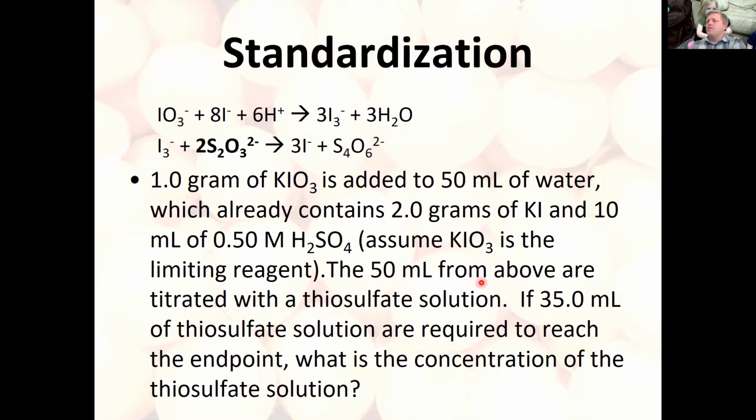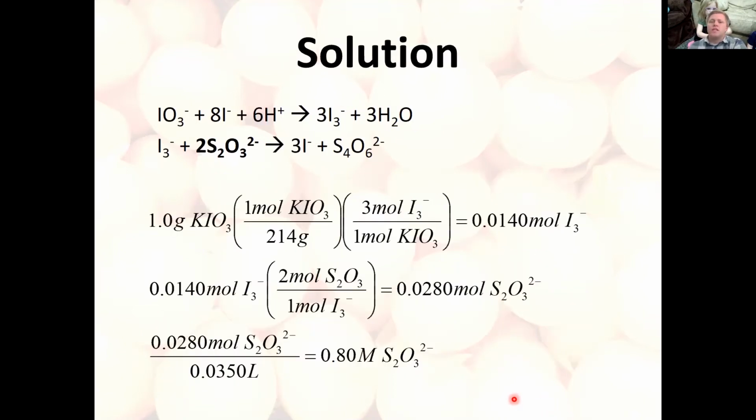All right, so the 50 mL from above are titrated with a thiosulfate solution. If 35 mL of thiosulfate solution are required to reach the endpoint, what is the concentration of the thiosulfate solution? And you can pause the video here now and try and work through this, and I will then go through the solution.